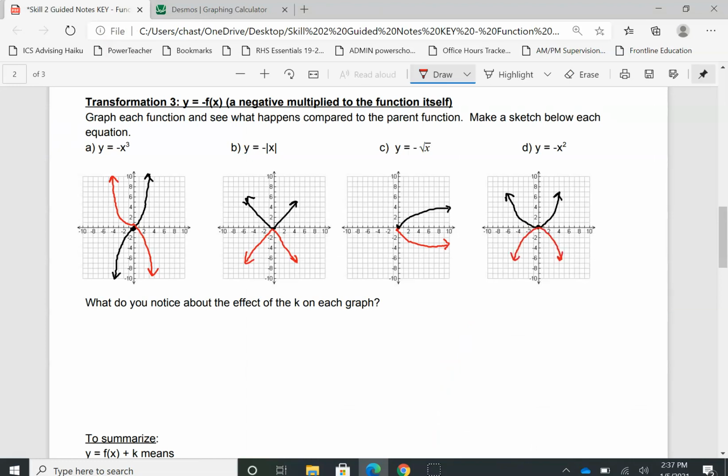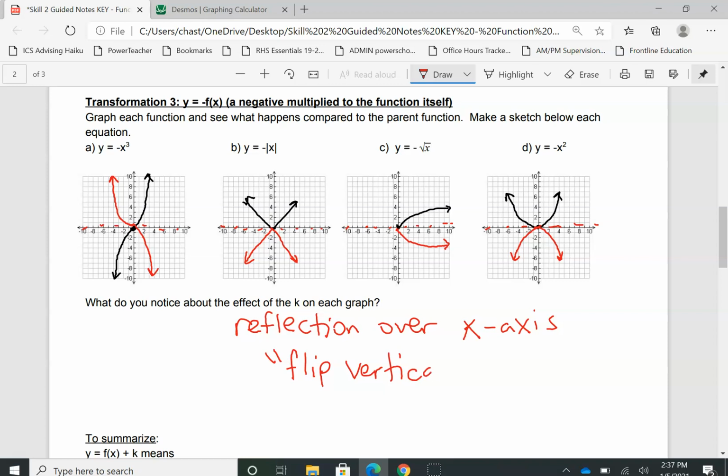Now, I'm using the phrase flip downward, but what I want you to do is really understand that we're making a reflection over the horizontal axis, which means that we are making a reflection over the x-axis. So reflection over the x-axis. The phrase I use is it flips vertically, but just know that that is not the mathematical way to say that.